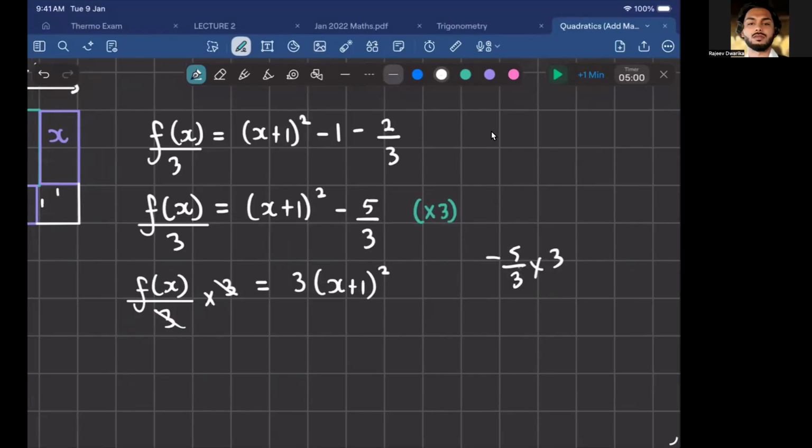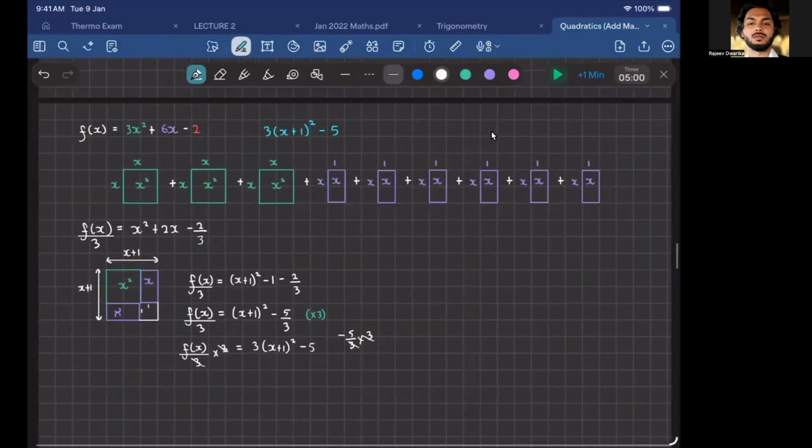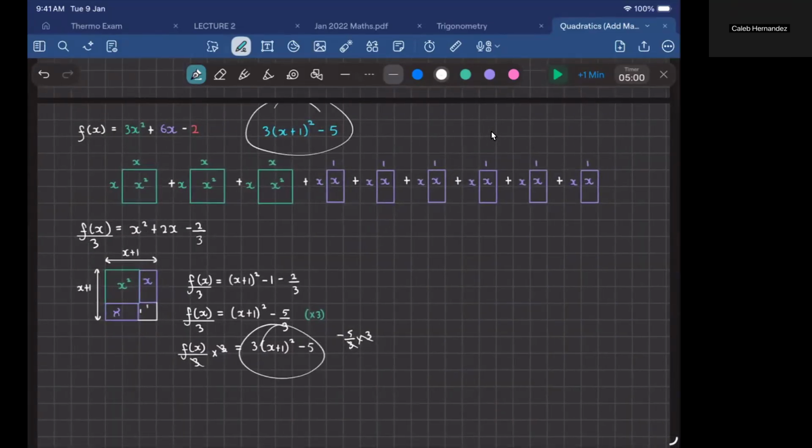You don't need a calculator for that because, look at this, Caleb. What happened? It will cancel out, sir. Yeah, so that would just be minus 5. Is that the answer? Yes, sir.